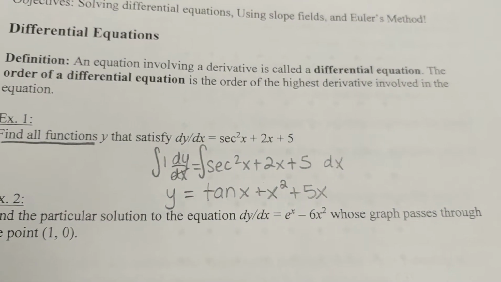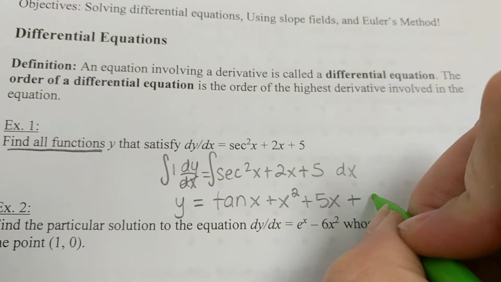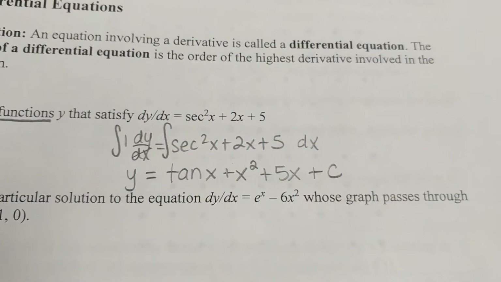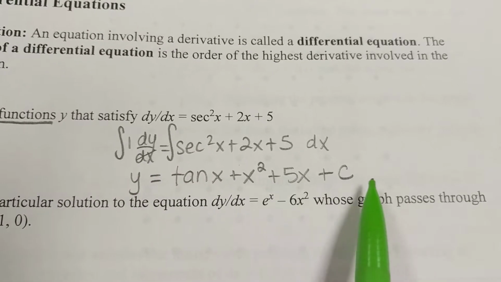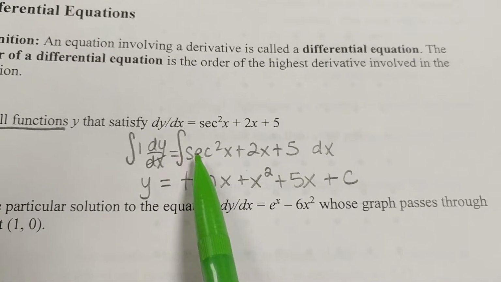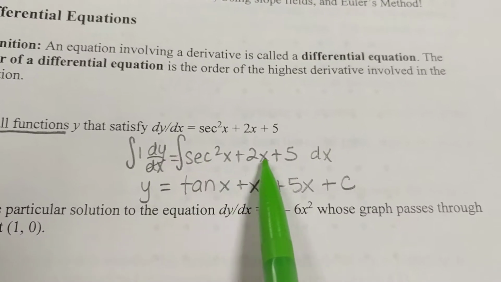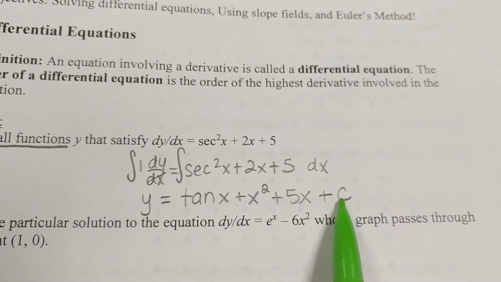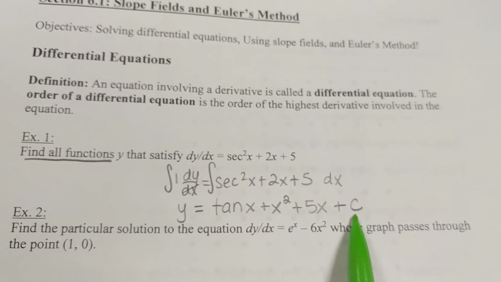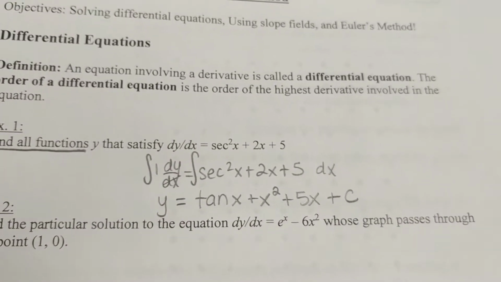But that's just one solution. What we need to remember here is I want all solutions. So I have to add this constant out here, because if I take the derivative of this, I still get this. So no matter what constant I put out here, this is still going to be my derivative. So I have to put this plus c. Now I have infinitely many solutions, and I have found all solutions y.